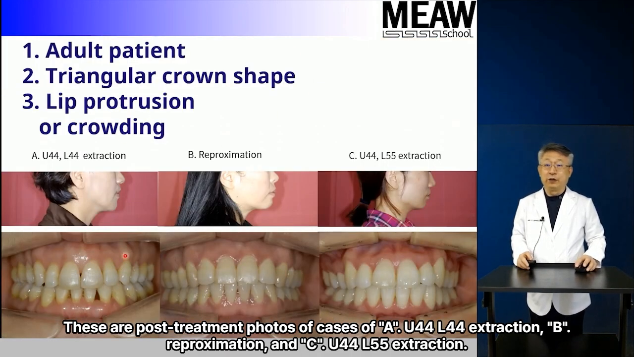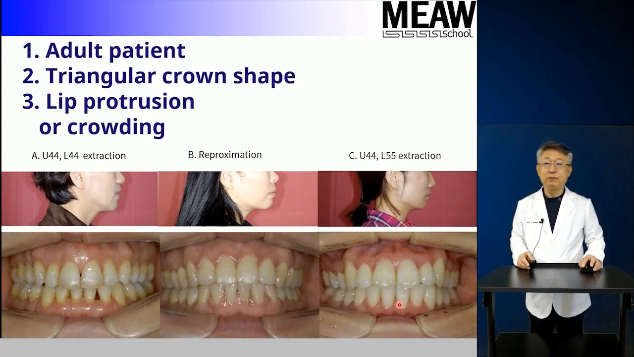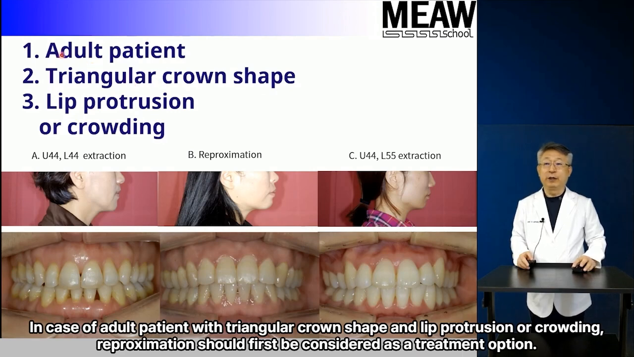These are post-treatment photos of cases of A. U44, L44 extraction, B. Reproximation, and C. U44, L55 extraction. In case of adult patient with triangular crown shape and lip protrusion or crowding, reproximation should first be considered as a treatment option.